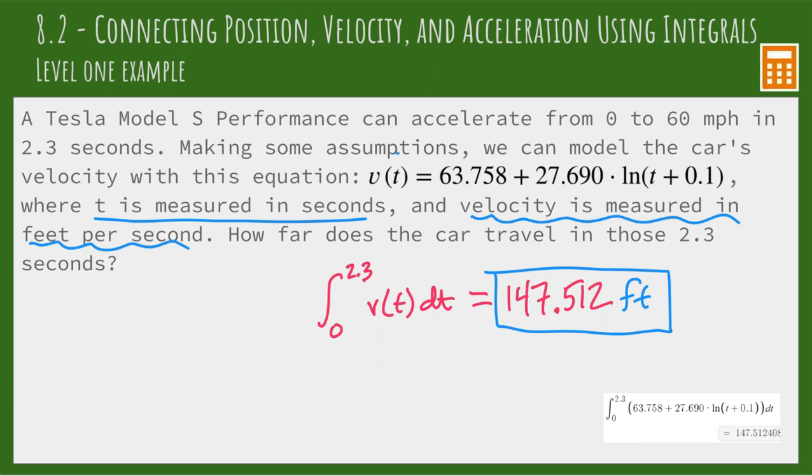Now I do want to point out that this velocity right here is a model. It's not the actual function that this Tesla would follow. So the model is going to be an approximation. It's going to be pretty close to this, but it may not be exactly right.